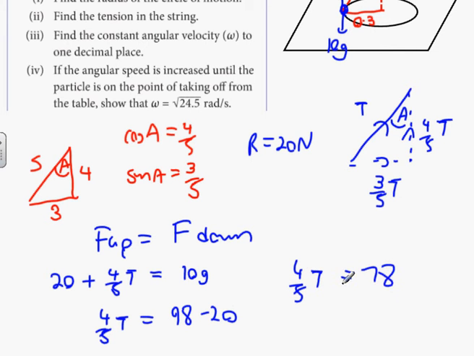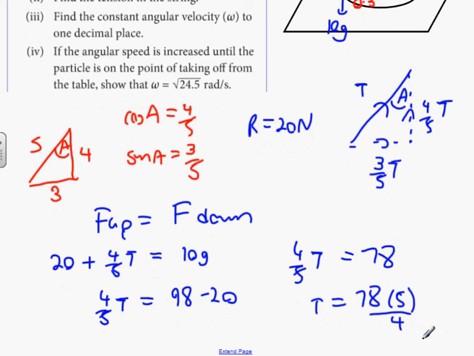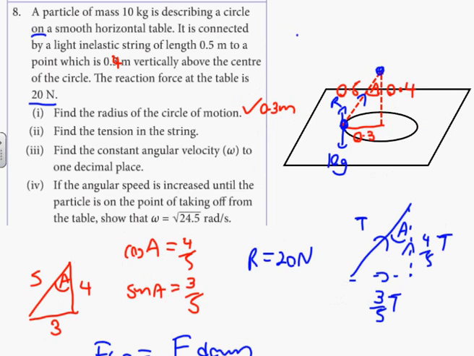Bring over the 5 and the 4, so T equals 78 divided by 5 over 4. Oh, sorry, not divided by, I get that wrong. It's multiplied by 5 over 4, or divided by 4 over 5, so 78 multiplied by 5 divided by 4. What do you get for the tension? 97.5? Yeah. Okay, thank you. Okay, 97.5 newtons.